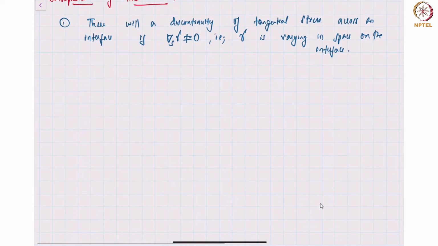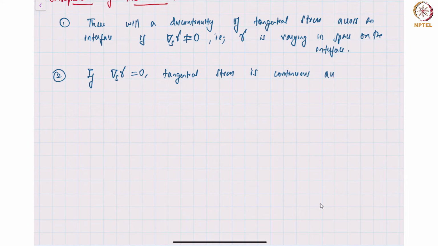Okay. Now, the reverse is also true. If del S of gamma is equal to 0, tangential stress is continuous across the interface. That's the second consequence.